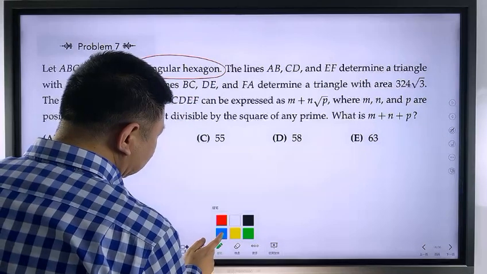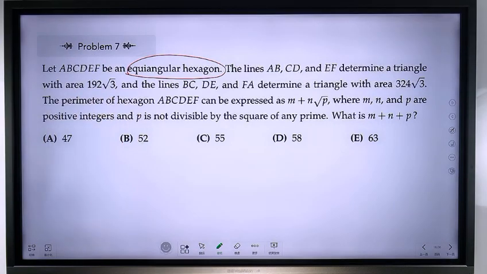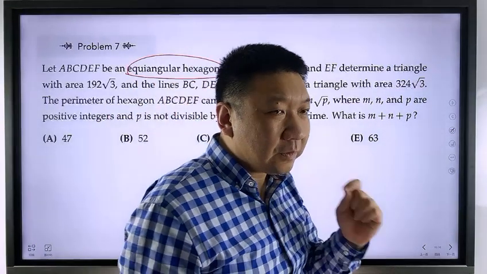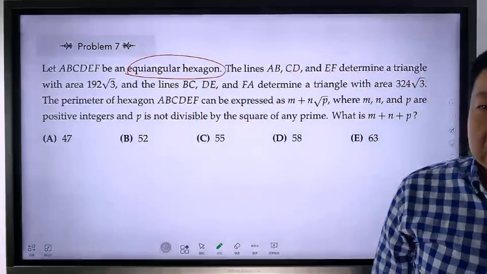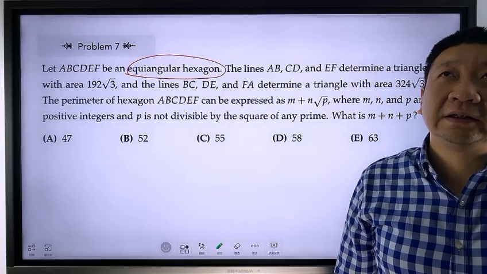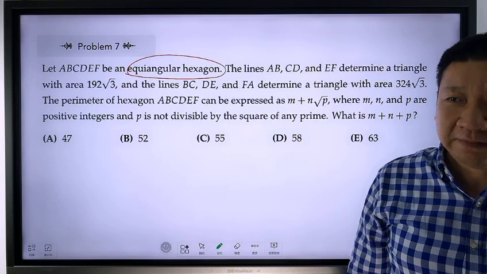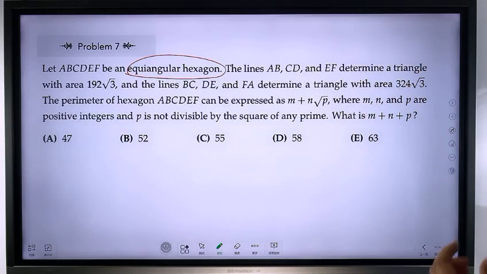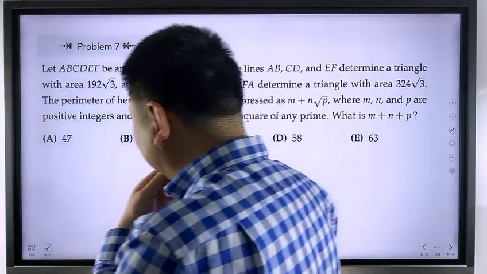Equiangular hexagon, what does that mean? So first, what's the definition? The definition means all the angles are the same. This is a hexagon, so altogether, the total angle is (n minus 2) times 180, and n is 6. So 4 times 180 is 720, divided by 6, which is 120. So that is the thing.